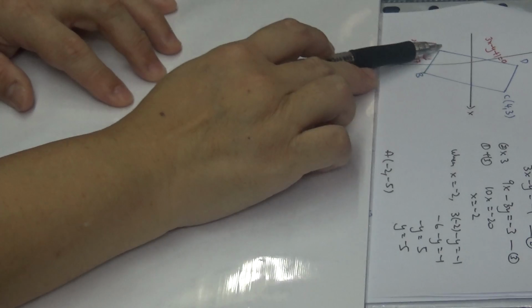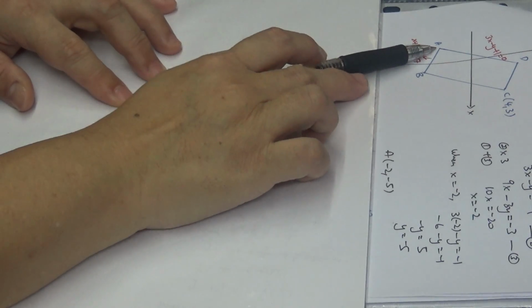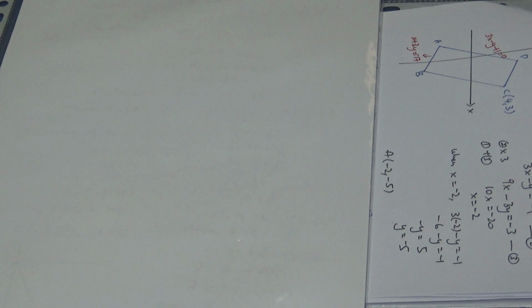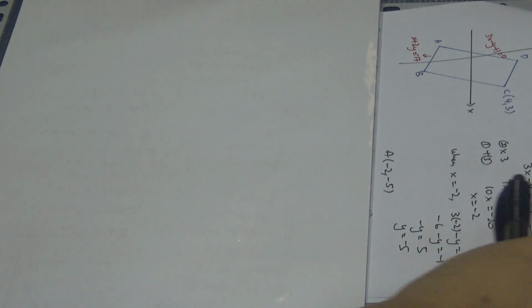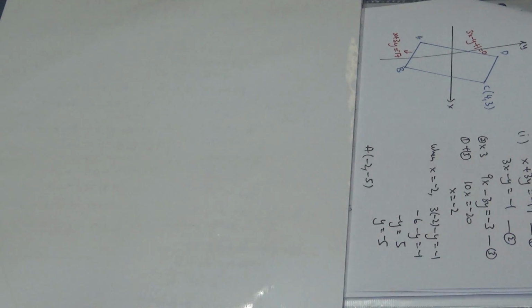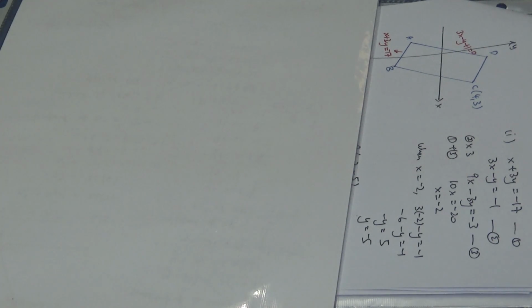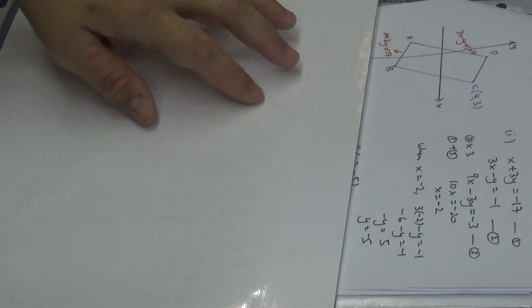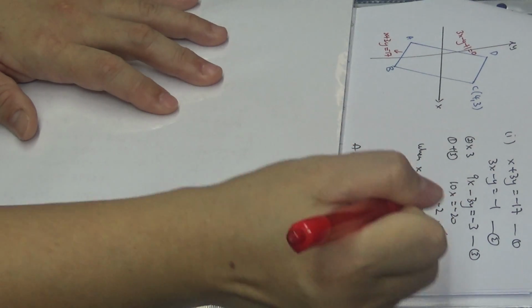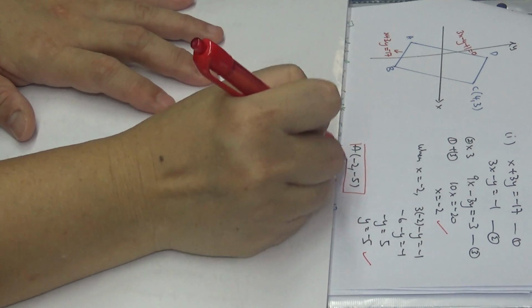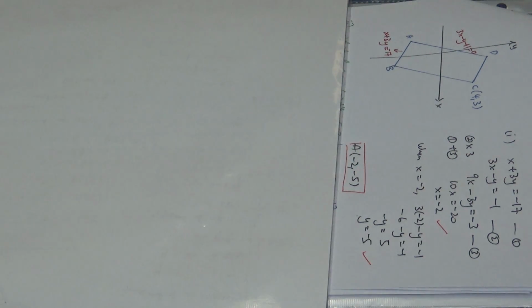Now, this side has this equation, this side has this equation. A is the intersection. I will solve the 2 equations simultaneously. After I have solved the equations simultaneously, I will get x as negative 2 and y as negative 5. So the coordinates of A is (-2, -5).